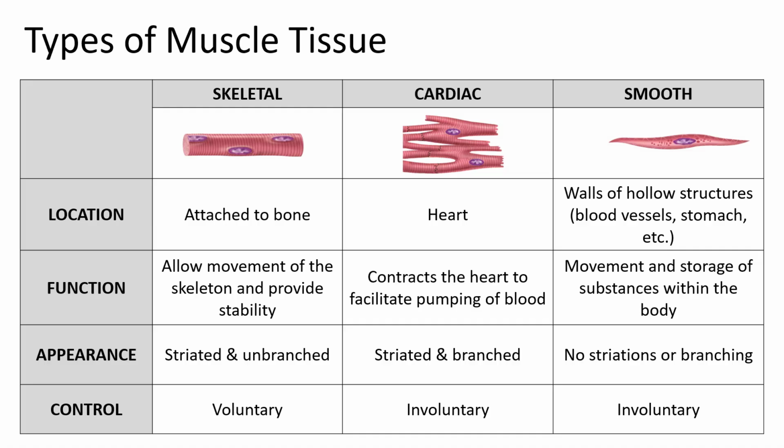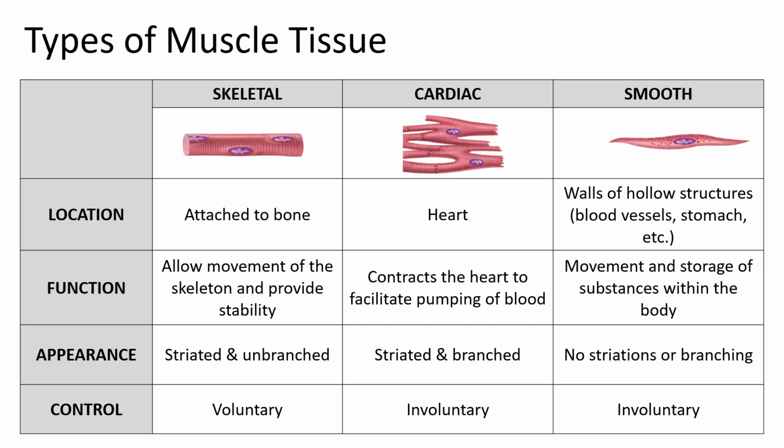Cardiac muscle is only present in the heart, and its contraction allows for the rhythmic and efficient pumping of blood. Cardiac muscle is striated and branched, allowing electrical signals to pass quickly between muscle cells. And this muscle type is under involuntary control.